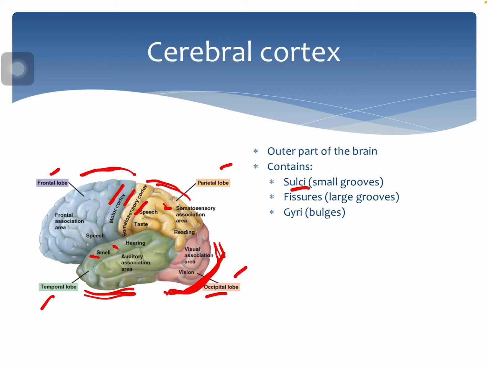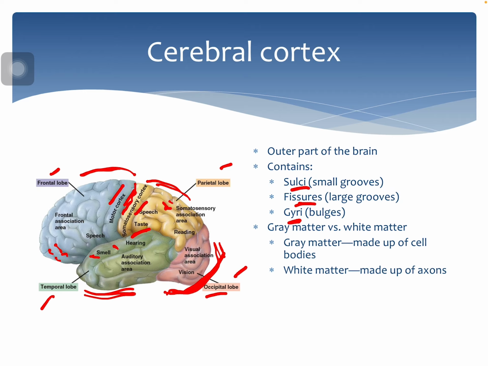And the sulci are all these little grooves right here, these little valleys. And then the fissures are the really large grooves that are really easy to distinguish. When you look at the brain, you can see some of these fissures really well because they're really deep grooves. And then we have the gyri, or the actual bulges, like the mountains in the brain. And then we have gray matter and white matter.